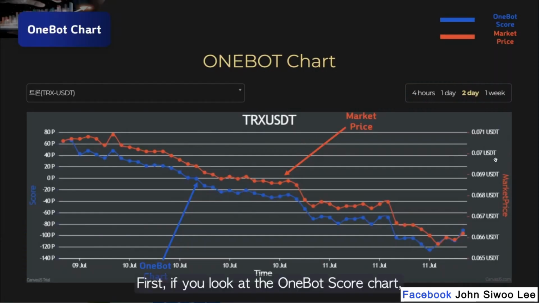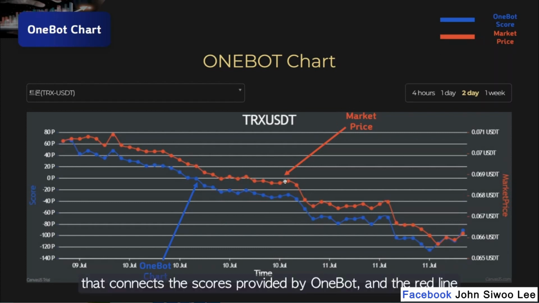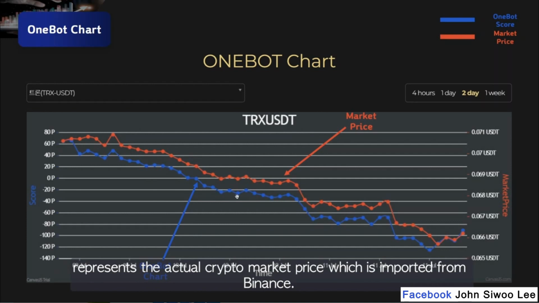First, if you look at the Onebot score chart, there are blue and red lines displayed together. Here, the blue line is the Onebot chart that connects the scores provided by Onebot. And the red line represents the actual crypto market price, which is imported from Binance.